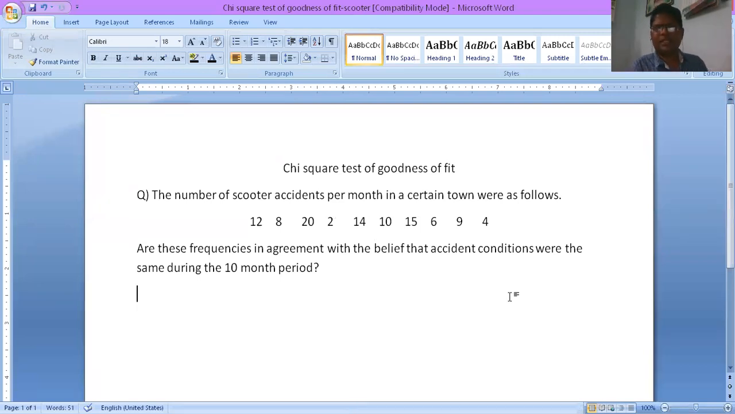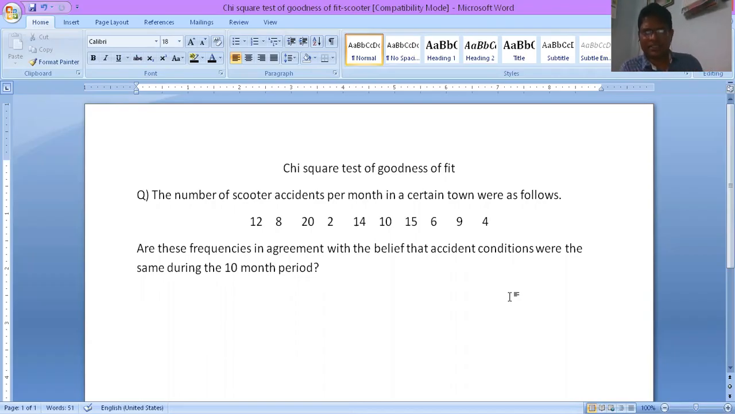So for 10 months, it is observed on an average how many accidents are occurring every month. In the very first month, 12 accidents are reported. Second month, 8 accidents. Third, 20. Fourth month, 2. Fifth month, 14. Sixth month, 10. And seventh, 15. Then 8, 6, 9 accidents. And in the 10th month, the last month, 4 accidents were reported. So, first month, 12 accidents; last month, 4 accidents. Like that, in each and every month, accident data was reported.